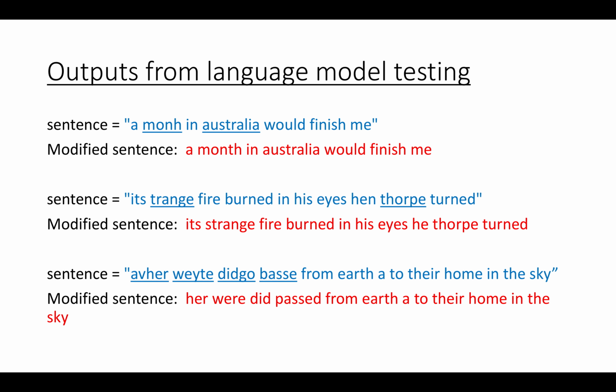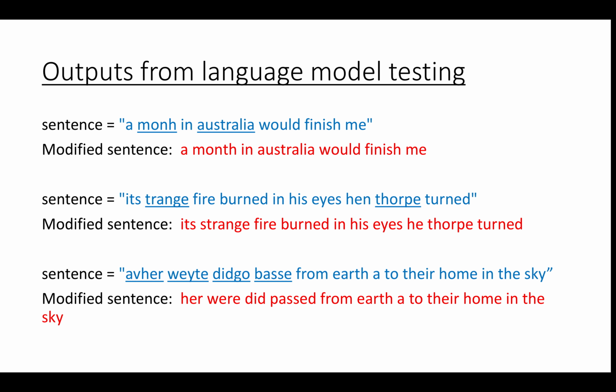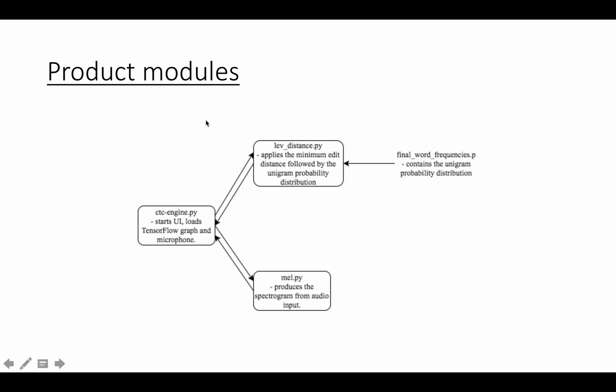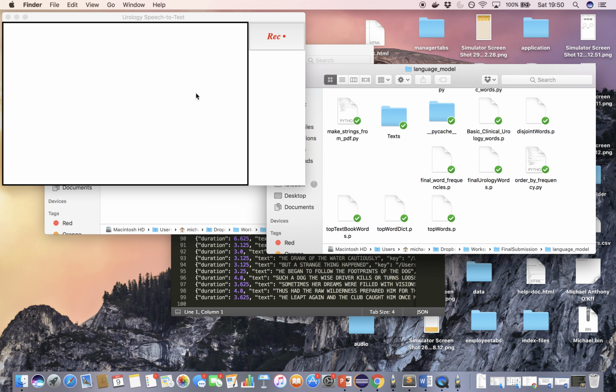For the final product, we integrated the two parts with a simple user interface. The modules are shown here. Most code is contained in the main CTC engine module by necessity. The user interface contains a record button and a text area. While the record button is held down, the microphone records the text. When released, it stops.